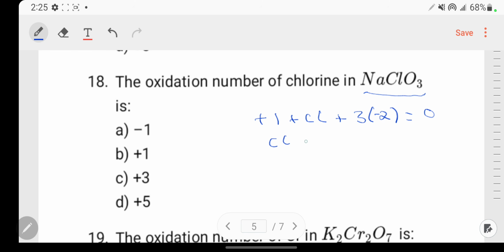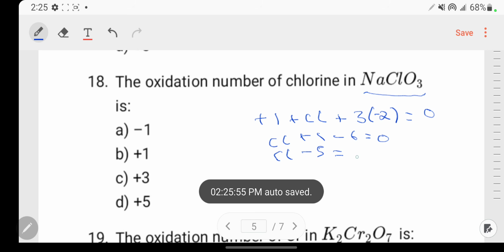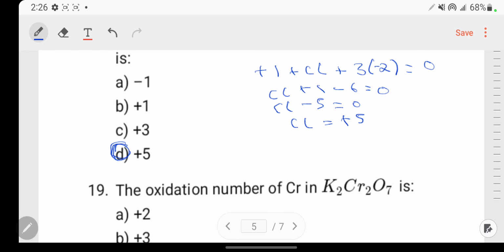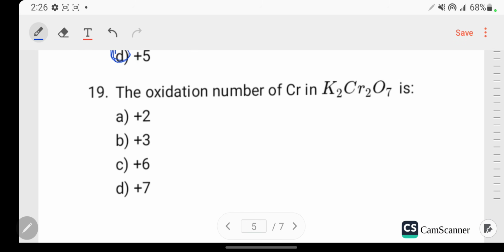So we have chlorine plus 1, then 3 by -2 will be -6, should be equal to 0. So we have chlorine plus 1 minus 6, it gives us -5, should be equal to 0. So chlorine should be equal to, when we take the 5 that side, we have a +5. So the answer choice here is D. Let's look at question 19.